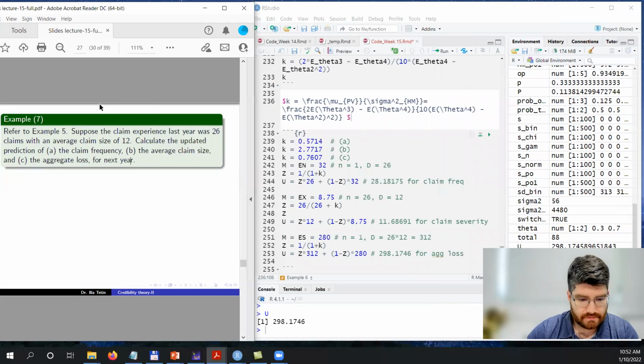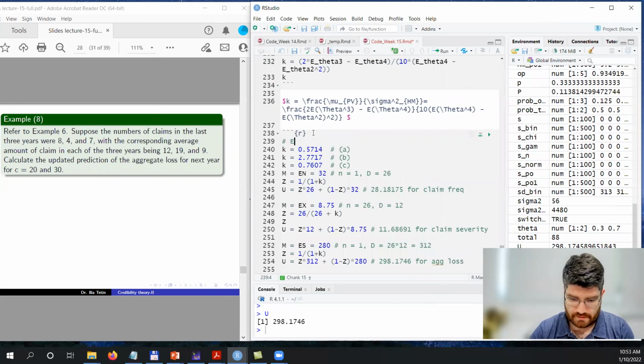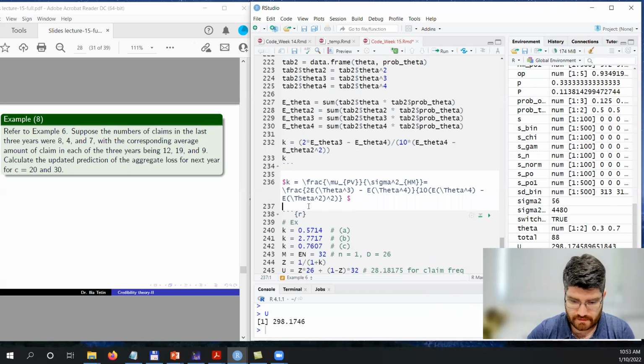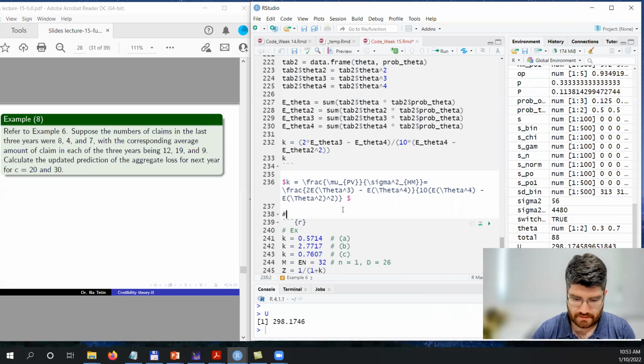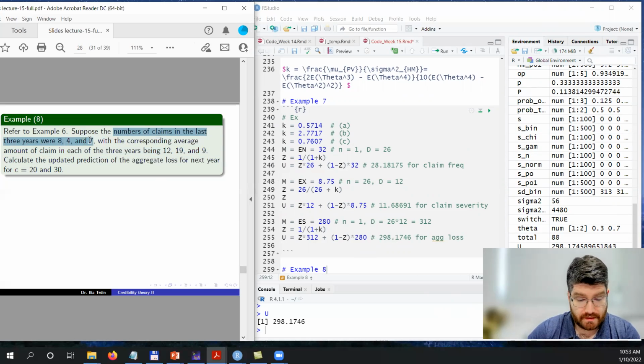Okay, so next is example 8. And once again, we are referring back to our example 6. This one is example 6, okay, and example 8. What do we have here? Number of claims in the last 3 years were like that, with the corresponding average amount of claim like that. So calculate the prediction for aggregate loss.